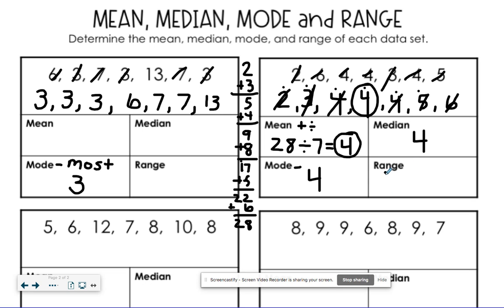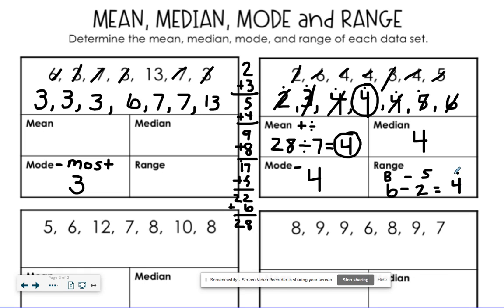Range is our big number, which in this case, our biggest number is 6, minus our smallest number. So big minus small, and our smallest number is 2. 6 minus 2 is 4.